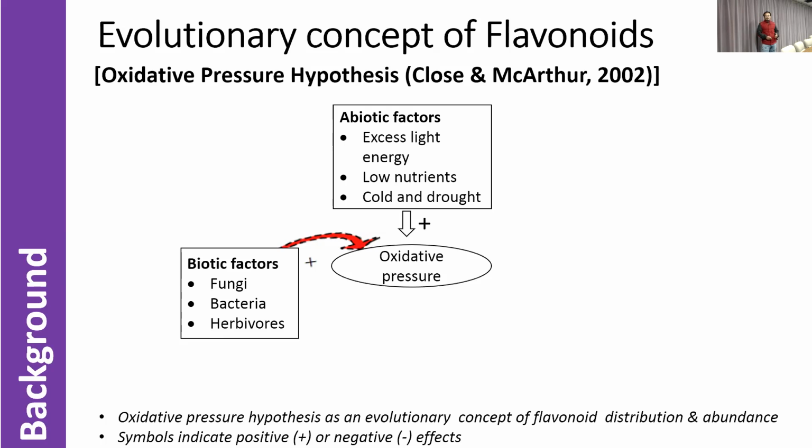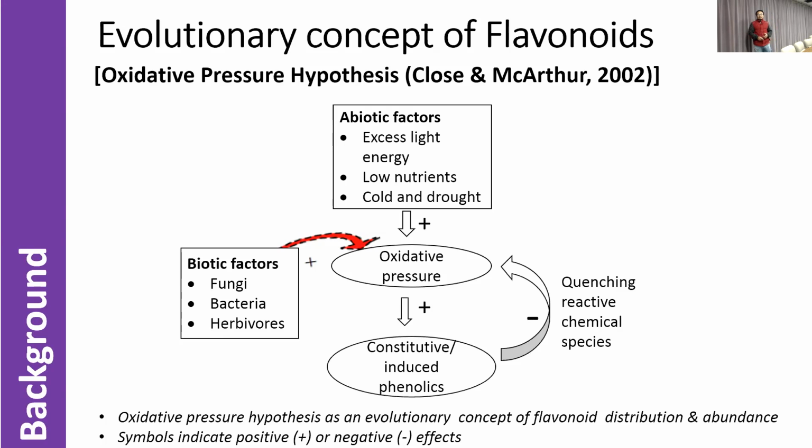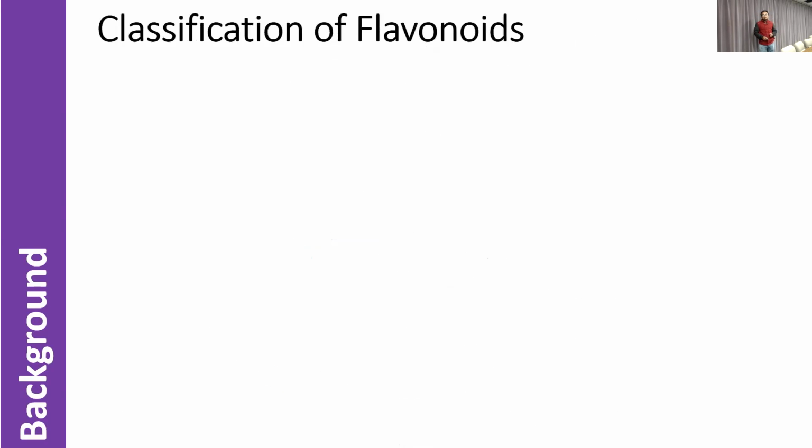Whenever these two factors, biotic and abiotic, hit the plant, the oxidative pressure is increased in the plants, and this oxidative pressure in turn increases the constitutive or induced phenolics within the plants. These induced phenolics quench the reactive oxygen species within the plants and thus reduce the oxidative pressure, balancing it in the plants. Similarly, the same induced phenolics also reduce the activities of biotic factors and maintain the oxidative pressure within the plants. So after having this evolutionary concept of flavonoids, let's go with the classification of flavonoids.